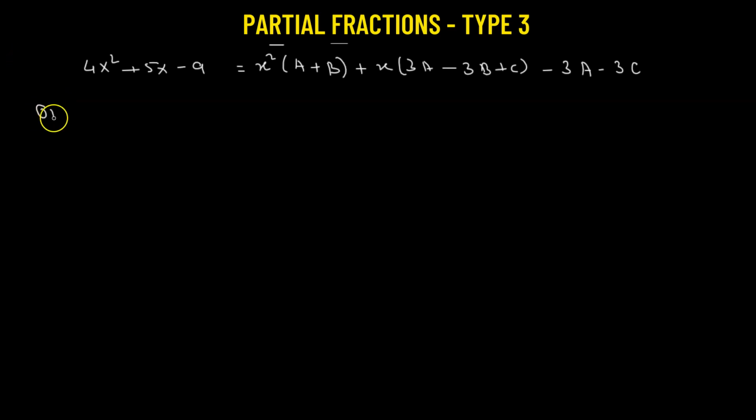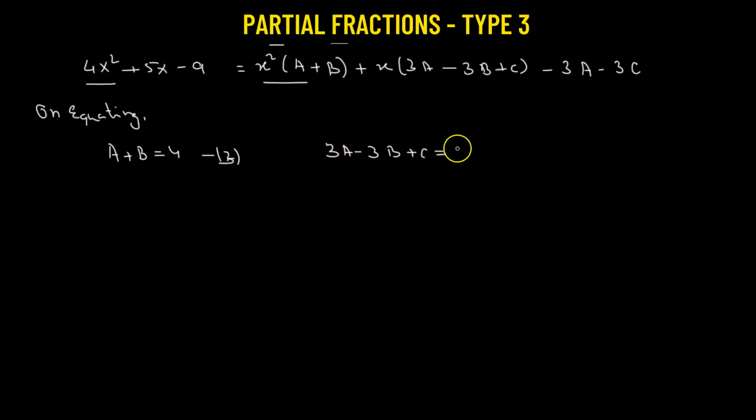So on equating both sides we are going to get a plus b equals 4. So here we are equating the coefficient of x squared. Let this be equation number 1. Then we have 3a minus 3b plus c, so this will be equal to 5. This will be equation number 4. And then we have negative 3a minus 3c, the constant term, that will be equal to negative 9. Or simply a plus c equals positive 3. So let this be number 5.